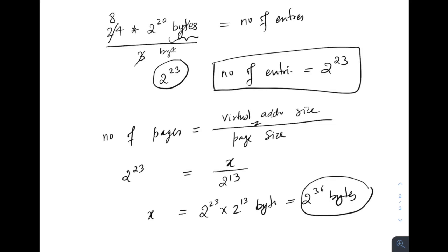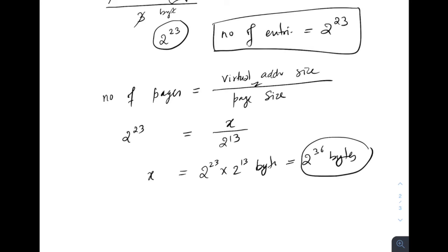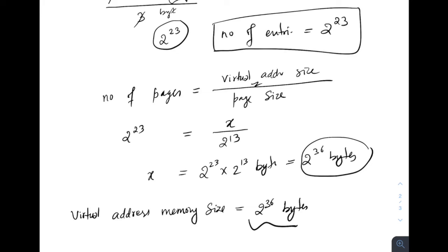Now this is the answer we got. So this is basically the virtual address space size, right? This is the size. What we got is the virtual address memory size, which is equal to 2 power 36 bytes. But what they are asking in the question is how many bits the system requires to store this virtual address, how many bits are required.